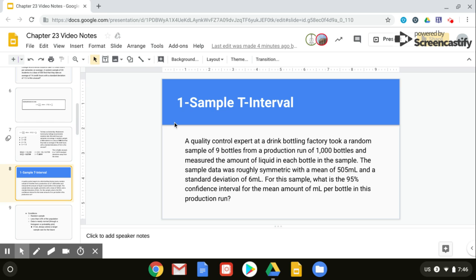Now for one sample t intervals. A quality control expert at a drink bottling factory took a random sample of 9 bottles from a production run of 1,000 bottles and measured the amount of liquid in each bottle in the sample. The sample data was roughly symmetric, with a mean of 505 milliliters and a standard deviation of 6 milliliters. For this example, what is the 95% confidence interval for the mean amount of milliliters per bottle in this production run?